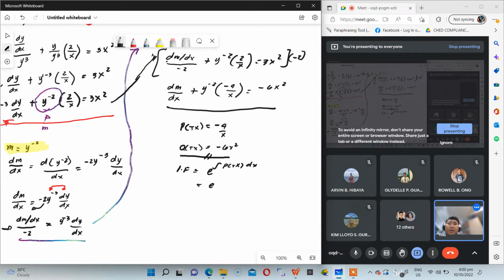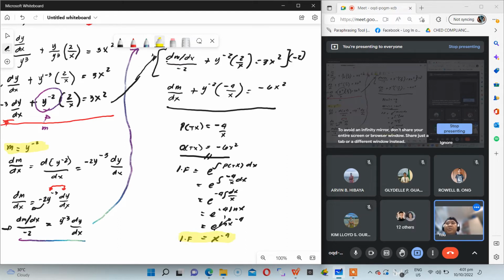So, e raised to the power of the integral of negative 4 over x dx, or just simply e raised to the power of negative 4 times the integral of dx over x. Therefore, you have e raised to the power of negative 4 ln x. So you have e raised to the power of ln x raised to the power of negative 4. This becomes 1. Therefore, your integrating factor will be equal to x raised to the power of negative 4. You need to remember this one.